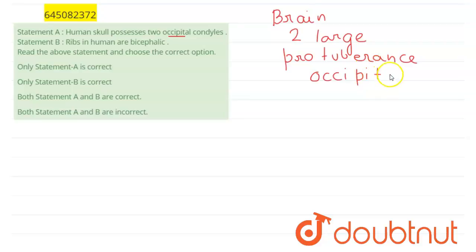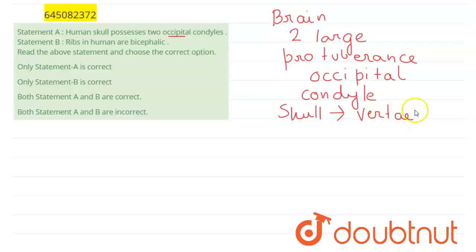And thus these two protuberances are known as occipital condyles, as they are present on the underside of the occipital bone. And what is the function of these occipital condyles? Their function is to connect the skull to the vertebral column. So the connection between the skull and the vertebrae is maintained by this occipital condyle, and it is present in the front half of the foramen magnum. So this statement, the human skull possesses two occipital condyles, is true. It helps to connect the skull and the vertebra. So this is a true statement.